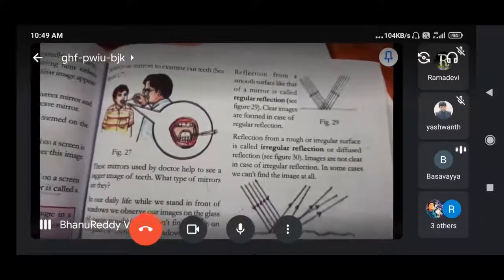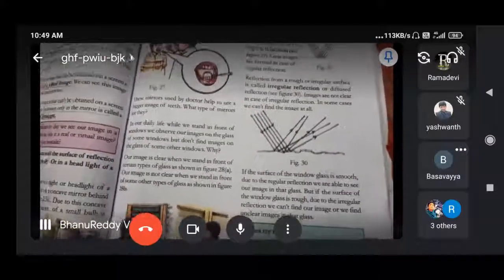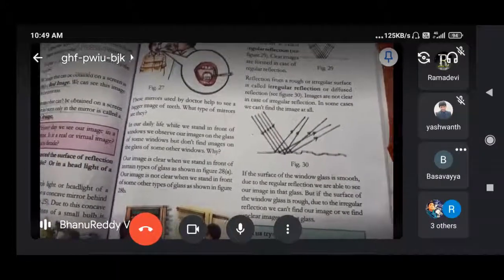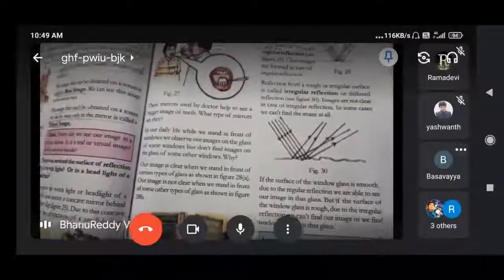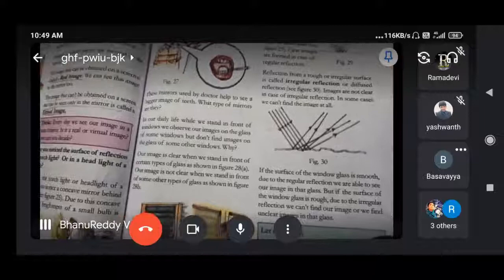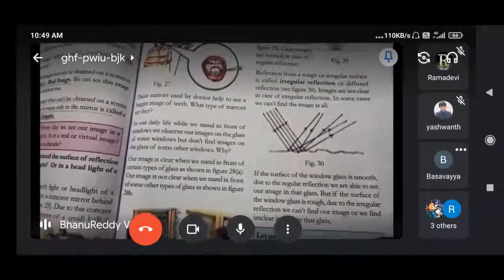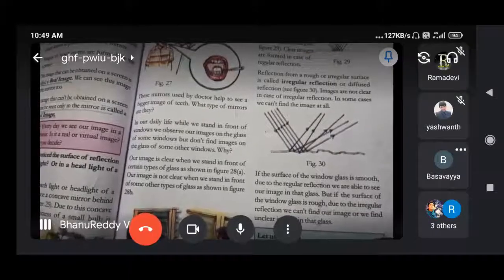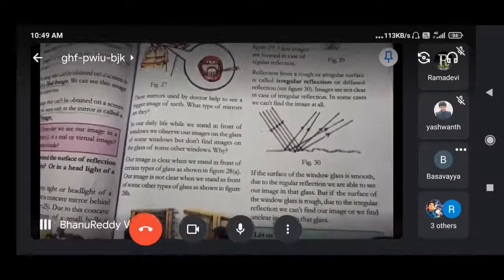Is it okay for you? If the surface of the window glass is smooth, due to regular reflection we are able to see our image in that glass clearly. Suppose the surface is regular, we can see our image clearly. Rough surfaces will give irregular reflection and an irregular, unclear image, which we observe on the screen.